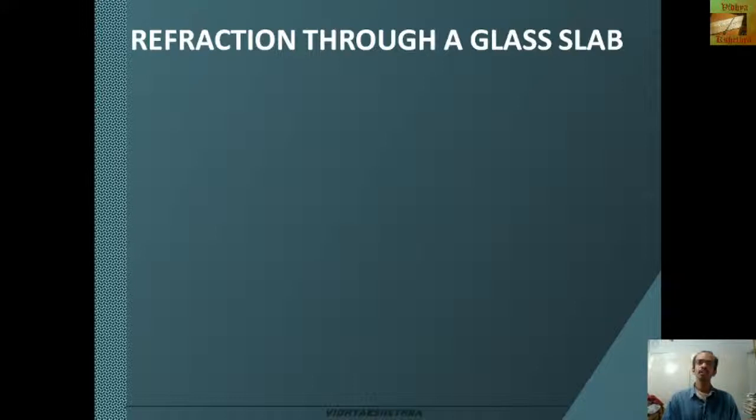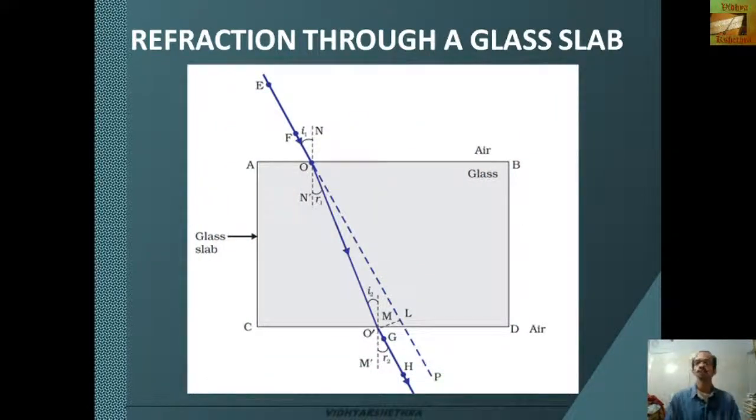Now, we can see an example of refraction, that is refraction through a glass slab. In this case, at the first phase, the first interface is between air and glass. Air is the rarer medium, while glass is the denser medium. Hence, the ray of light bends towards the normal. Here, I1 is the angle of incidence, R1 is the refraction angle.